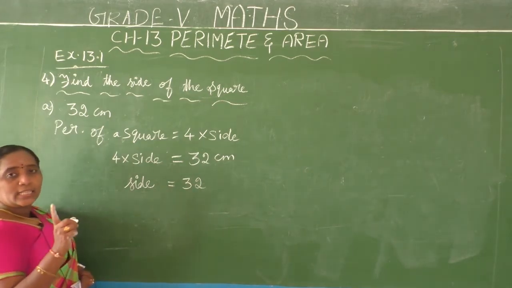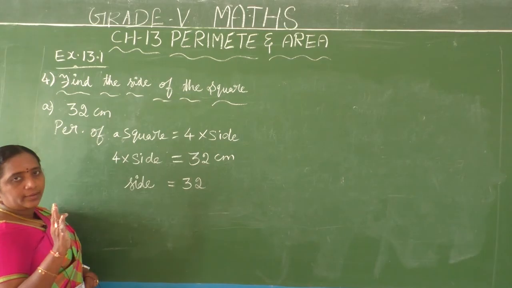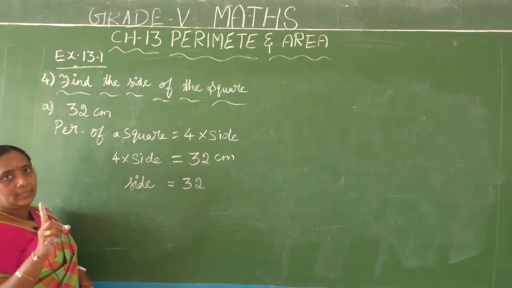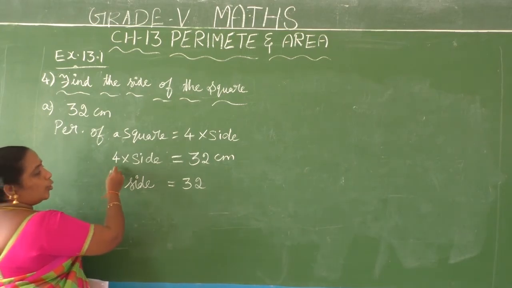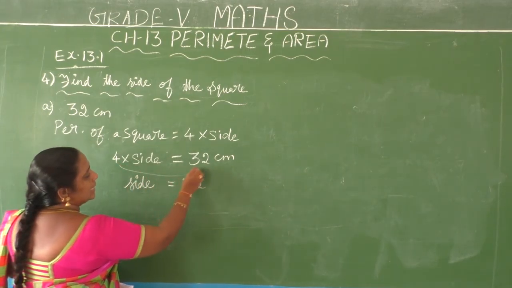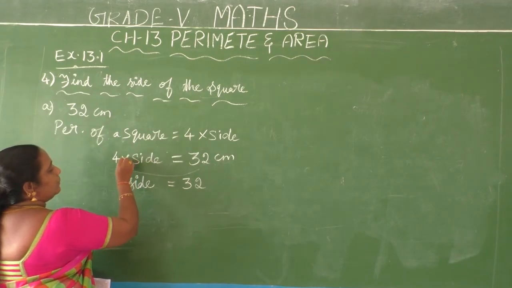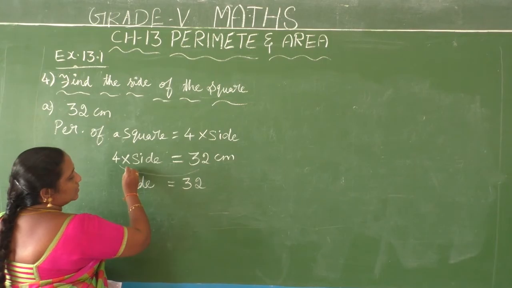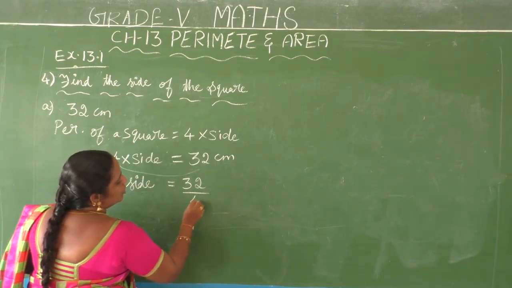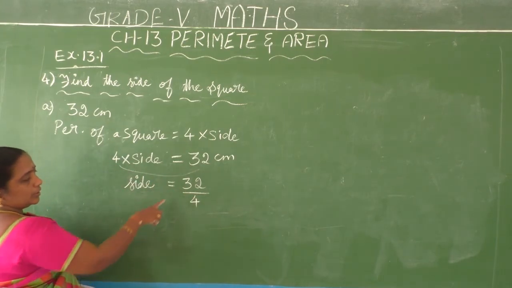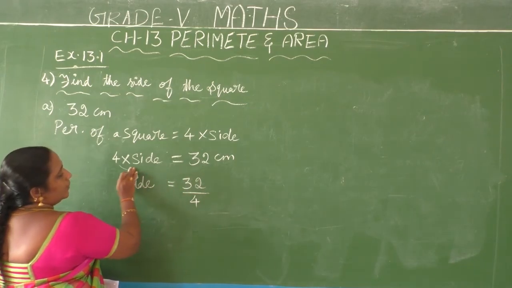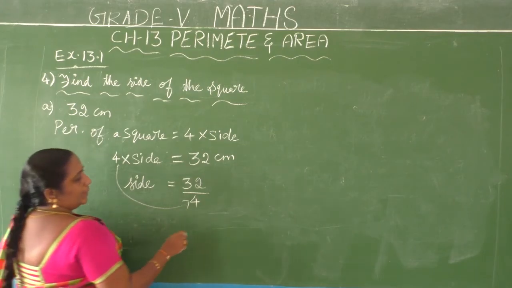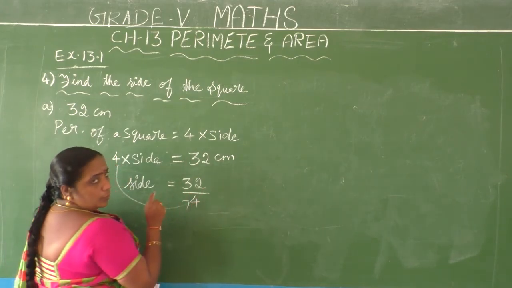Now we are going to find out the side. So how many sides for a square? 4 sides are there for a square. So now we are going to find out one side. That means this 4 will go to the right side. Here you have a multiplication; when it goes to the right side, it will be converted to division. So 32 divided by 4. That means you have to divide this 32 by 4.